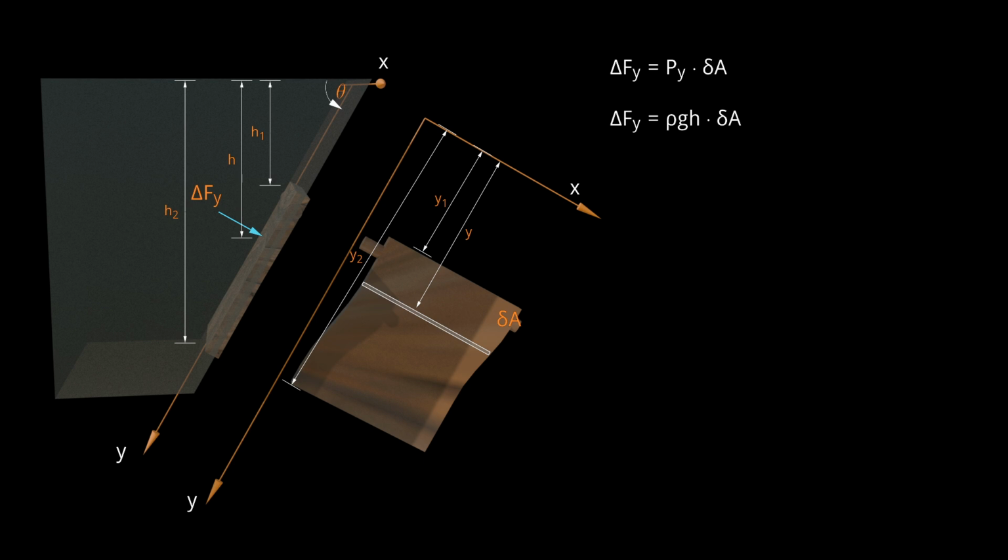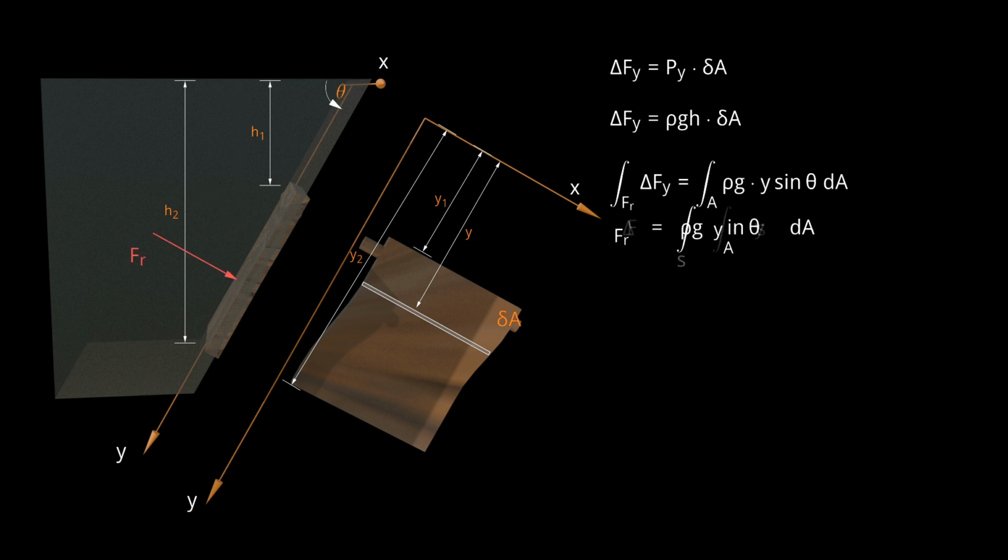We can express the vertical depth h in terms of the coordinate y along the slanted gate as y sine theta. Now, to find the resultant force acting on the gate, we integrate the pressure over the entire submerged surface area. Since pressure varies with depth, and hence with position along the gate, we add up the small force contributions from each strip. After pulling out the constants from the integral, we arrive at an expression that gives us the total or resultant force acting on the gate.